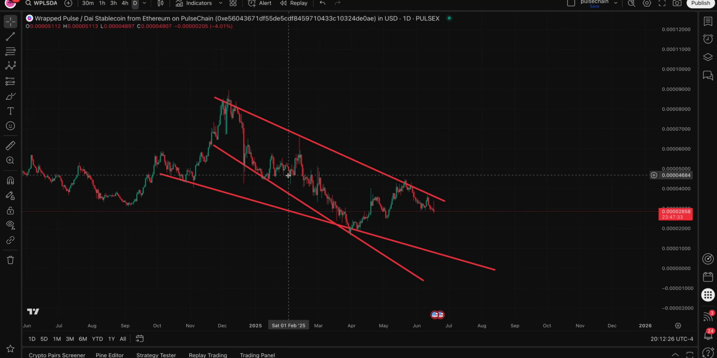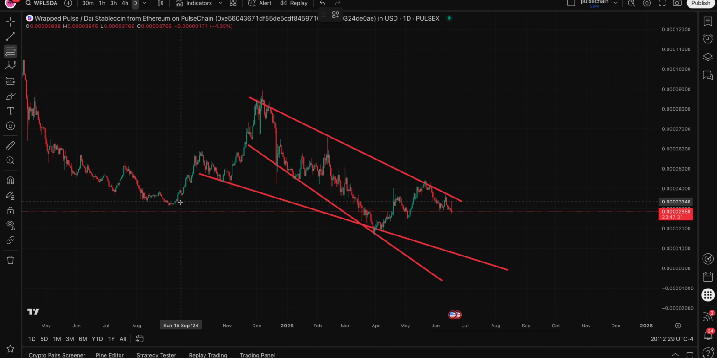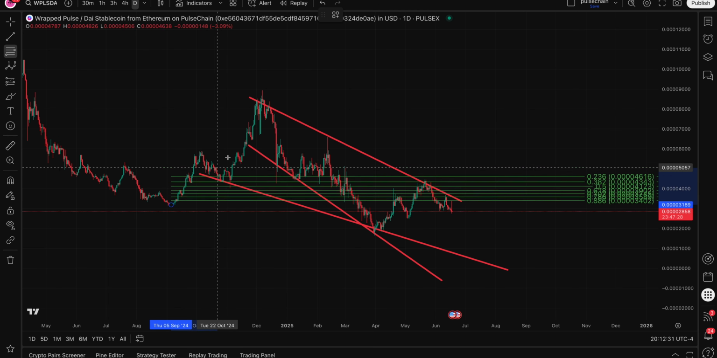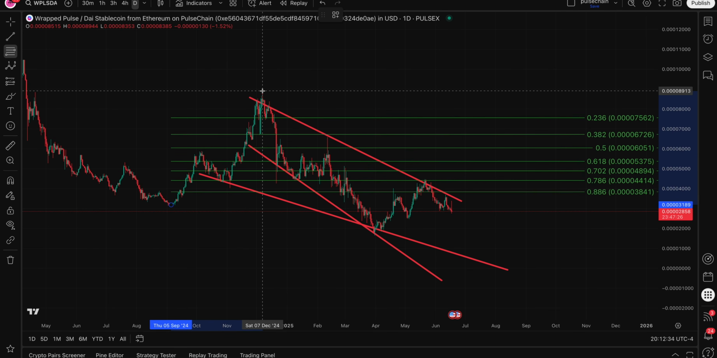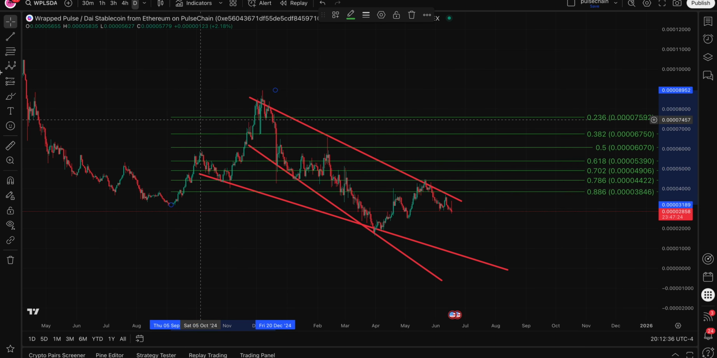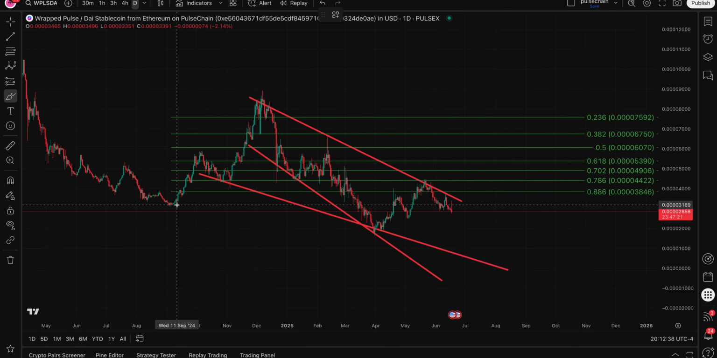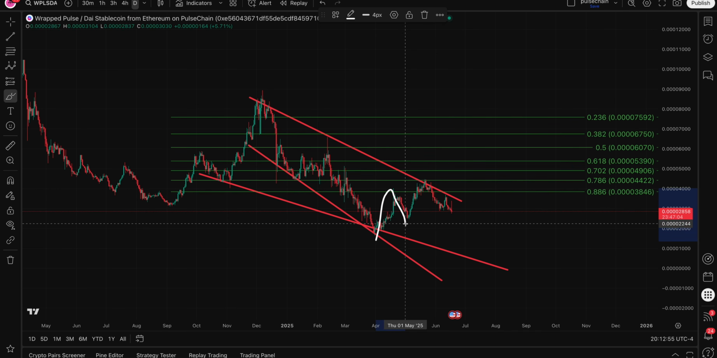Okay, now if you take a fib from this low in September 2024 up to this high in December 2024, look where we reject off of. Now the way I'm placing this fib, it's not the conventional way to place it. It's just a different way, and I can dive more into that in the Discord. But notice how we came up here, rejected off the 886, then came up one more time, rejected off the 786, and now we're seeing continuation down.